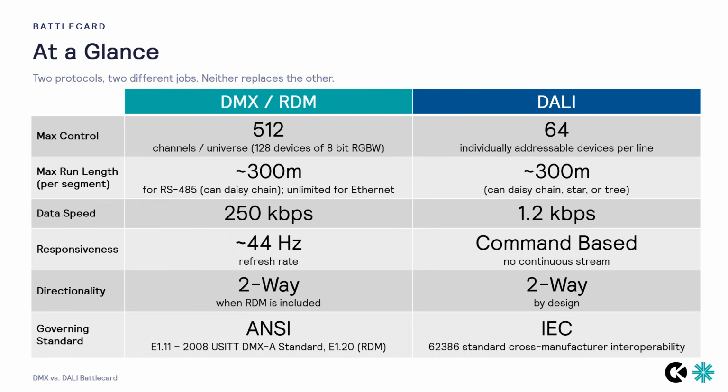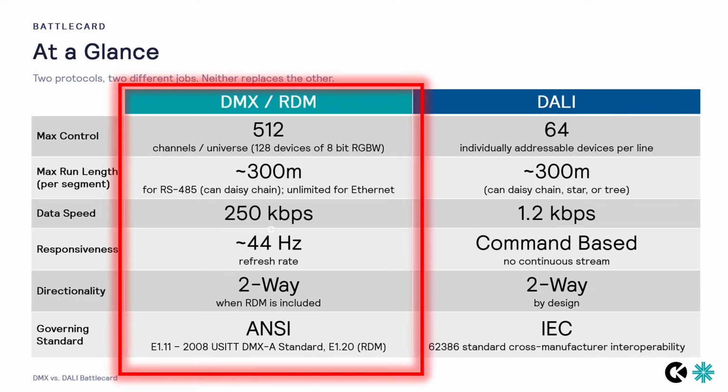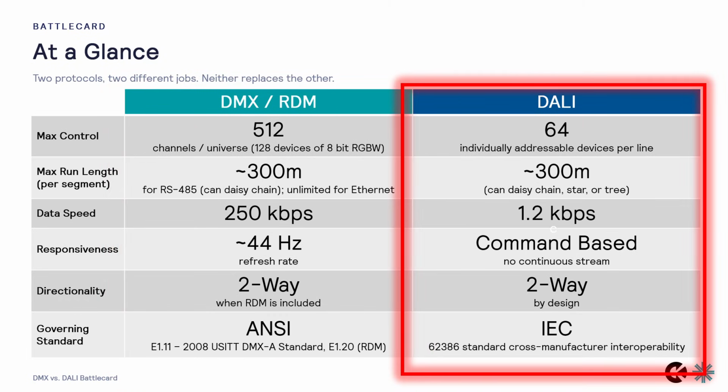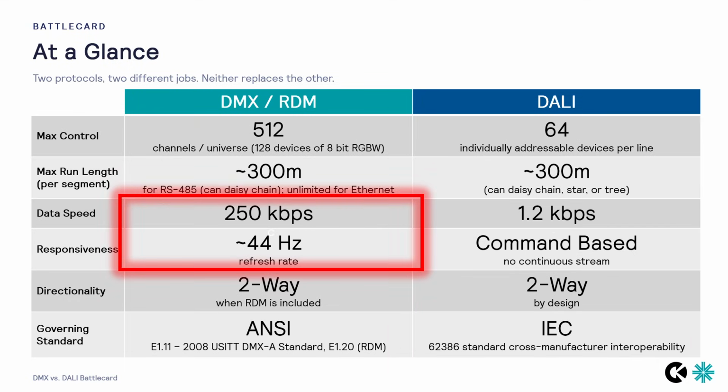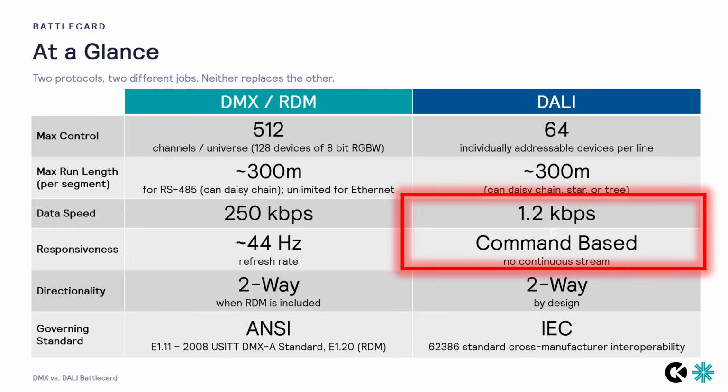This slide provides a high-level comparison of the two protocols. Many of the differences shown here reflect the original design goals of each technology. DMX prioritizes speed, responsiveness, and real-time control. DALI prioritizes device intelligence, reporting, and building-wide management capabilities. For example, DMX operates at 250 kilobits per second and continuously refreshes fixture data at approximately 44 times per second. DALI operates at 2 kilobits per second using a command-based architecture rather than a continuous data stream.